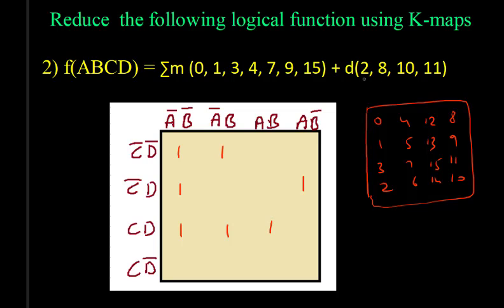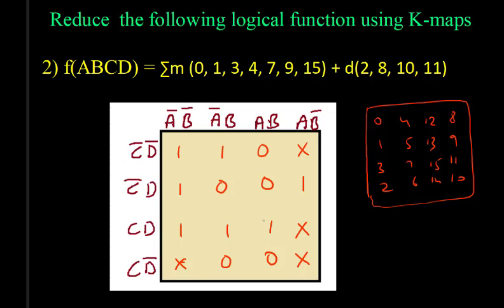Then we put the don't cares: 2 is here, it is a don't care. Then 8 comes here, so 8 is a don't care. Then 10 is a don't care, and then 11 is also a don't care. Now the rest are all zeros. As we know, we can take don't cares to our advantage. If we are getting an advantage, then we can consider a don't care as 1, otherwise it can be left as 0.